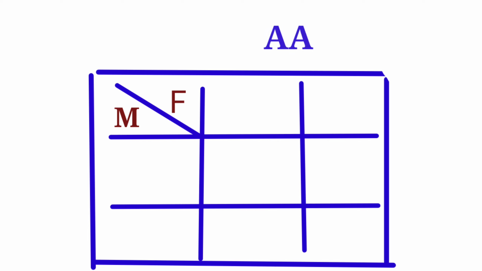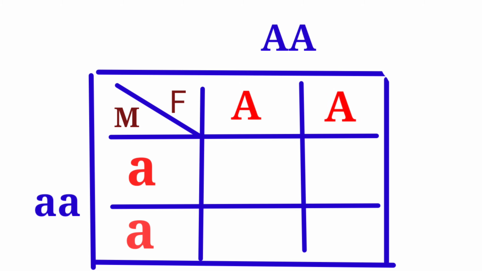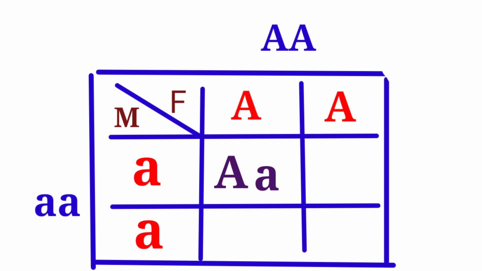I am using the Punnett Square, and the pair of letters found at the top of the Punnett Square is the genotypes of the father, and at the left side is the genotypes of the mother. Okay, now the red colored letters are the extracted genes from both parents. So now we will be solving for the genotypes of the children.